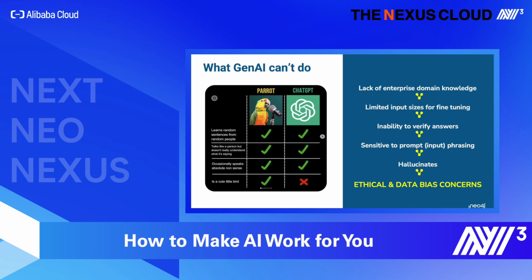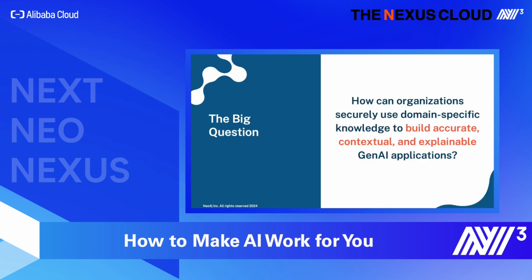ChatGPT is an application. The big question is, how can you build an application that is domain specific? An LLM, again, is very, very generic. If you're a finance company or a logistics company, how can you create an LLM that's very specific to your industry? More importantly, how can it be contextual? Every company is different.